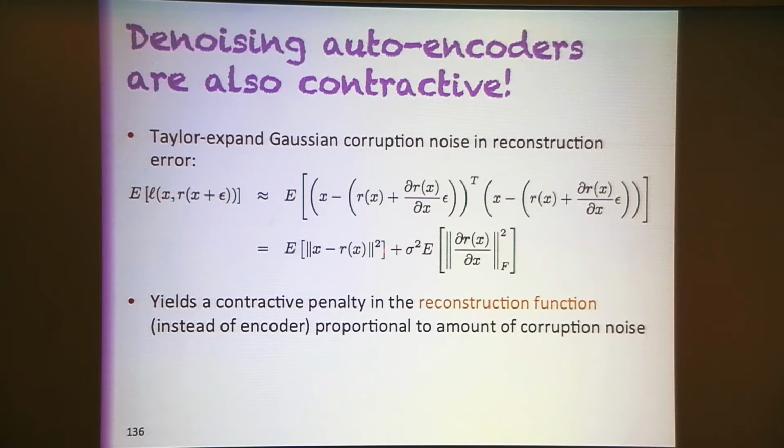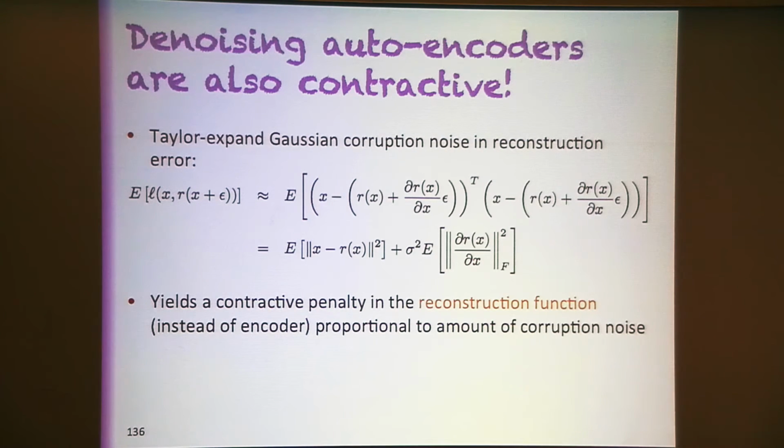And then the expected value of epsilon squared, I call that sigma squared. So that's the variance of my noise. I get this. So what is this? On the left we have basically the denoising reconstruction error, and on the right we have regular reconstruction error, without corruption, plus a contractive penalty. This is the Frobenius norm of the Jacobian of the reconstruction.